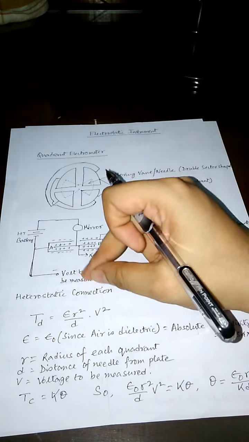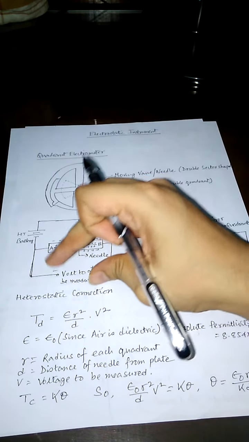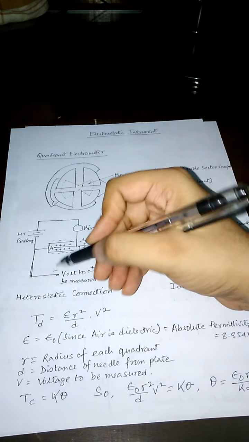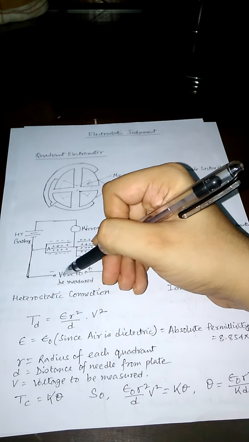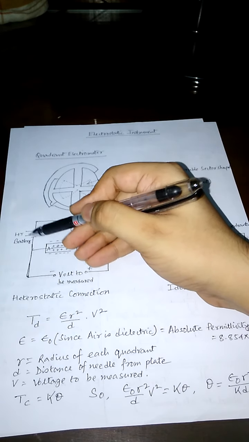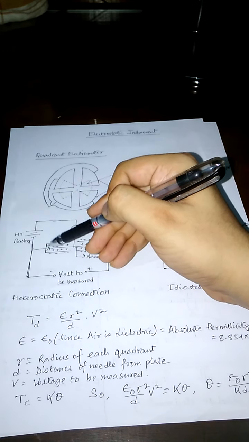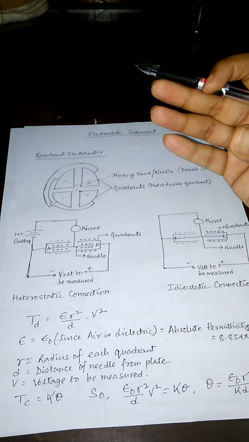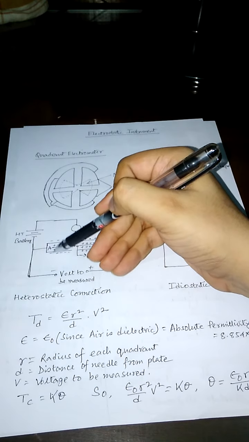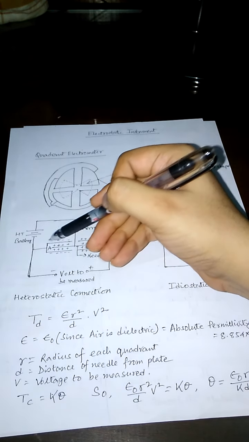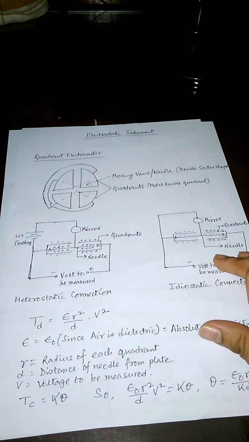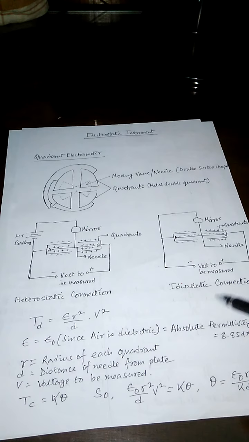So the measured voltage is applied between the quadrants and the needle, and the negative part of the voltage is connected to this portion of the quadrant. The HT battery is also connected to the needle here, so as to raise the potential of this needle above the potential of this quadrant where the negative side of the voltage is connected.